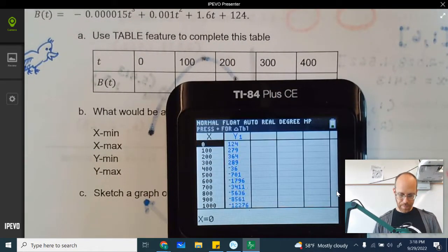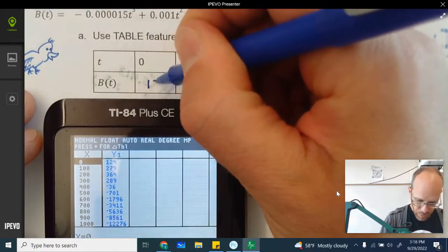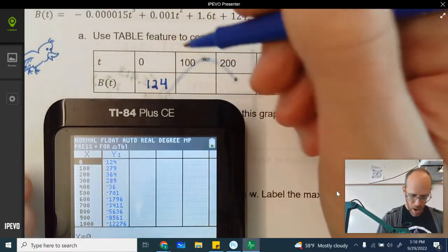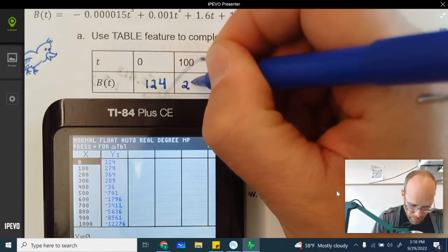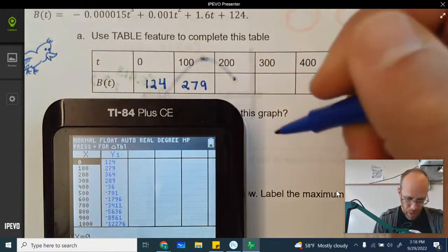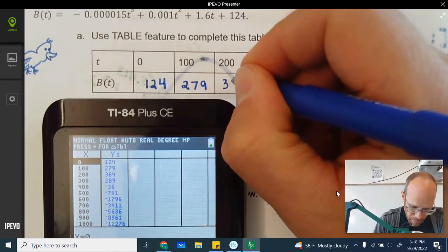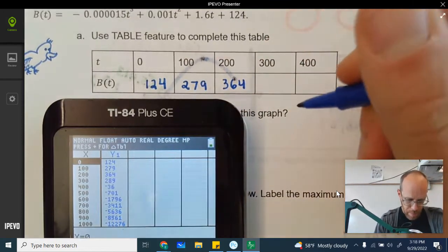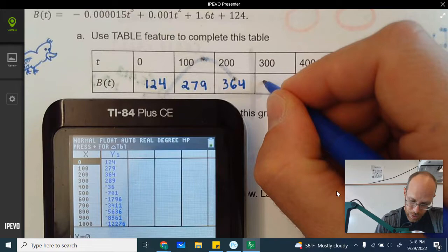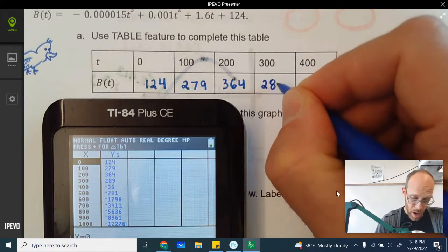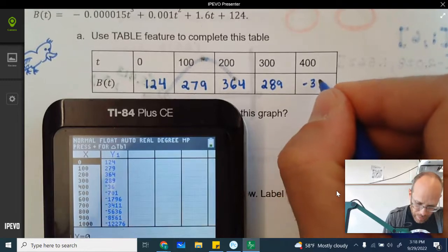Second table. All right, so on day 0, there are 124 birds. And after 100 days, there are 279 birds. And after 200 days, there are 364 birds. It's going up. But then after 300 days, there are only 289 birds. It's going down. And after 400 days, there are negative 36 birds.